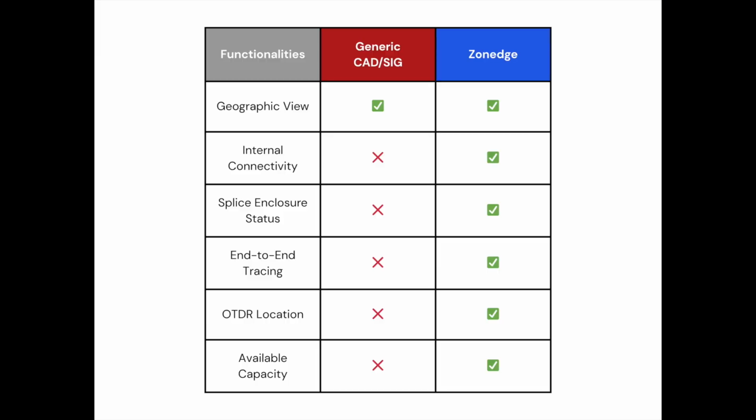Let's just put it side by side. Both give you a geographic view. But a generic tool is missing every single critical layer of operational data: internal connectivity, splice status, end-to-end tracing, you name it. The X-ray view gives you the whole story, from the map right down to the individual fiber.